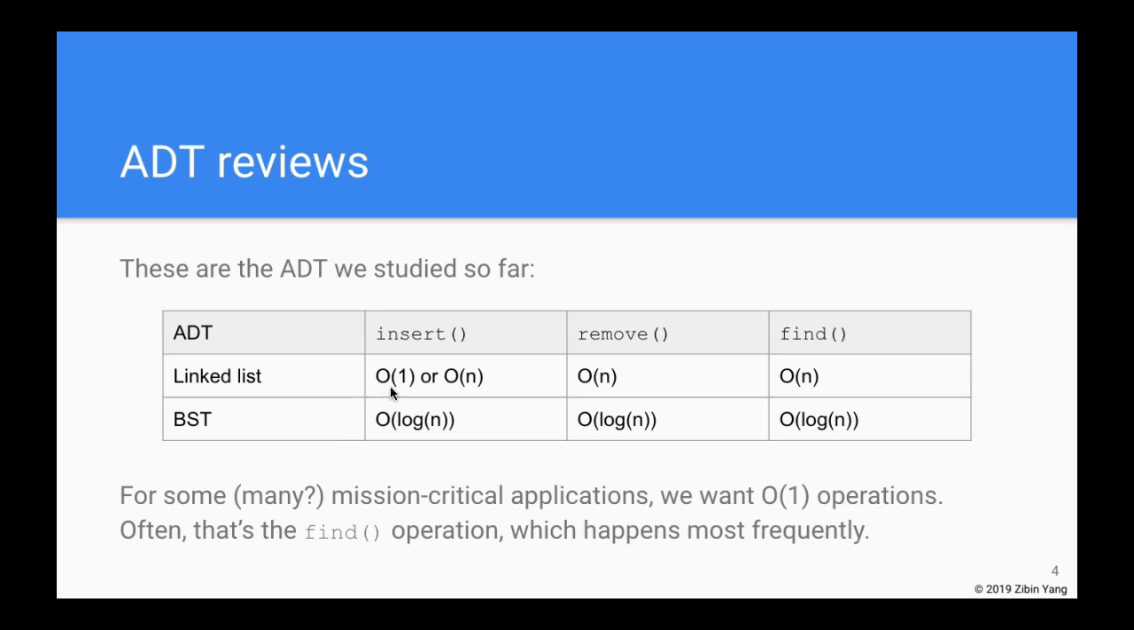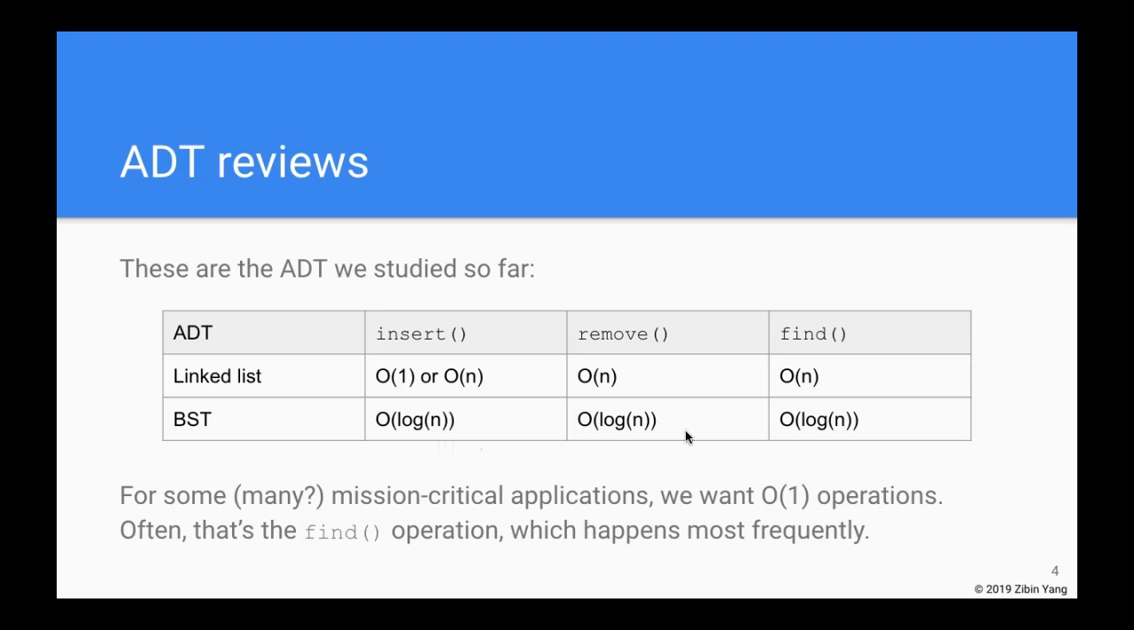And if you remember linked lists, for the insert operation, if we just insert at the head, that's O of 1. But if it's an ordered linked list, then it can potentially be O of n. And for remove as well as the find operation, they're both O of n because typically we'll have to search through the list. Half of the list on average, but in the worst case, the entire list to find something.